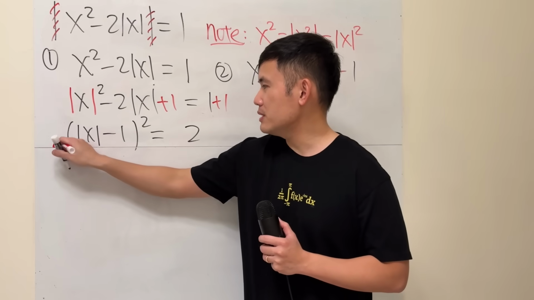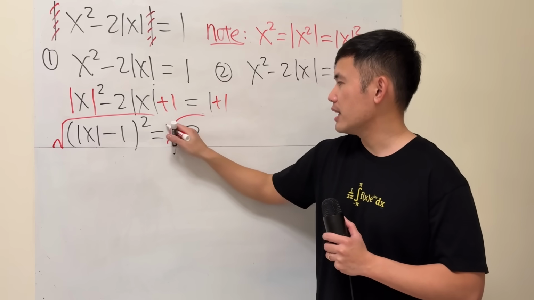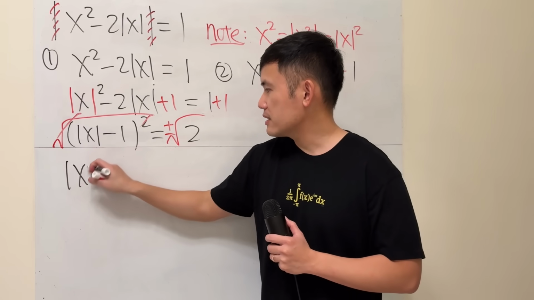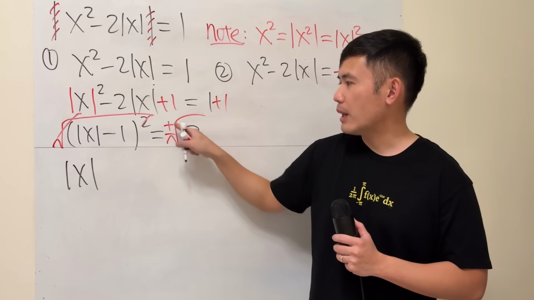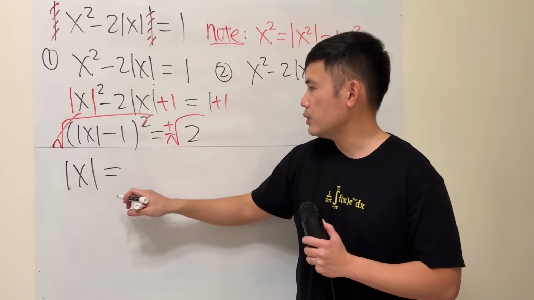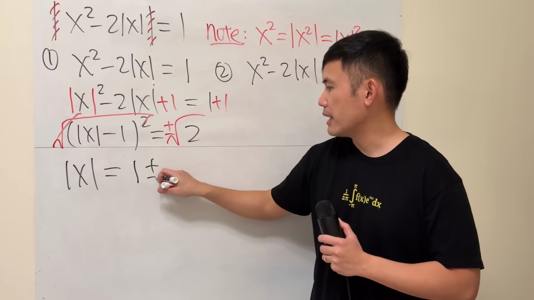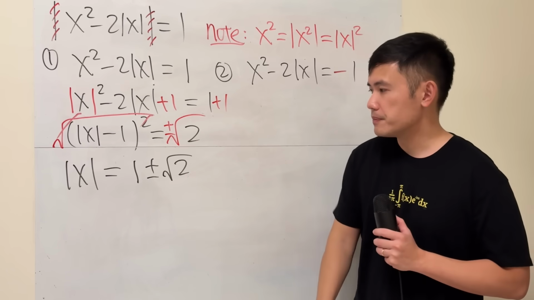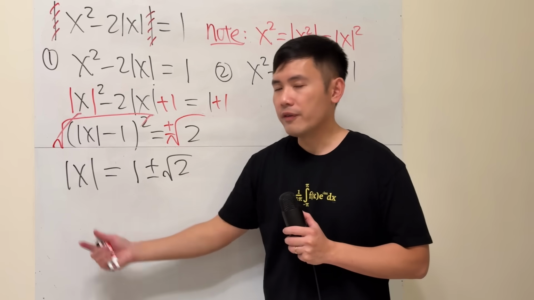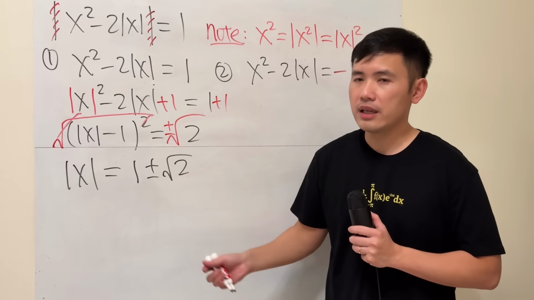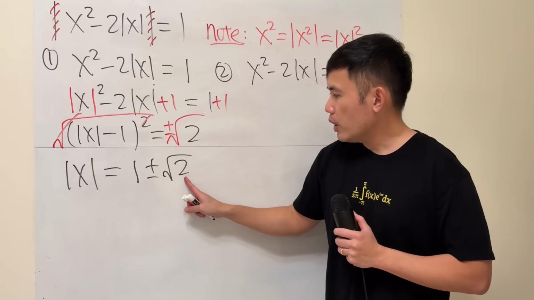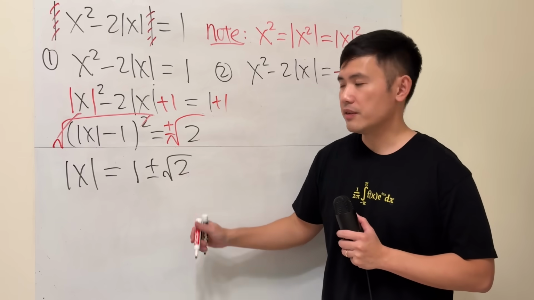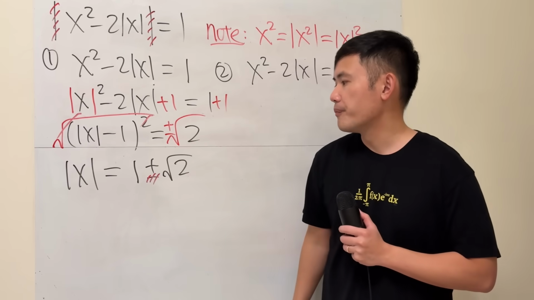And then do the usual business. Take the square roots of both sides, plus or minus, cancel this. So we get absolute value of x minus 1, but I can add 1 to the other side. So that's equal to 1 plus or minus square root of 2. Now, be super careful. Absolute value of x can never end up with a negative result. Square root of 2 is bigger than 1, so if you do 1 minus square root of 2, it will be negative. So you have to get rid of the negative here.